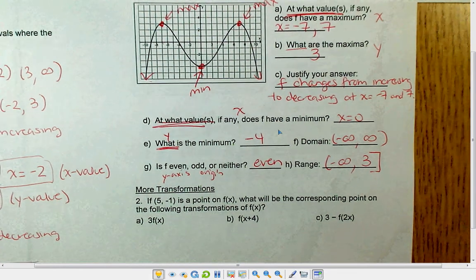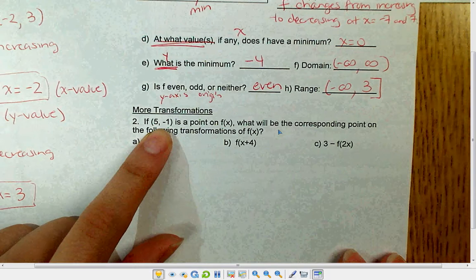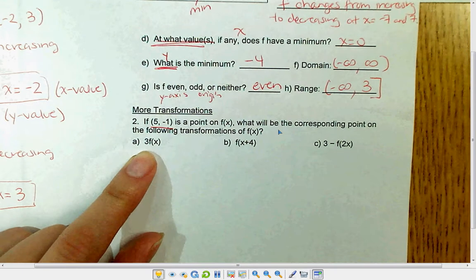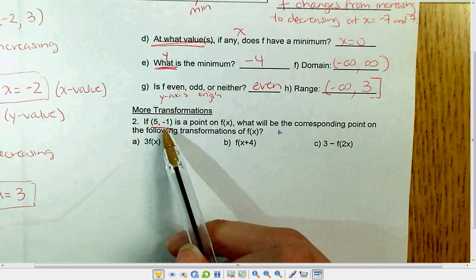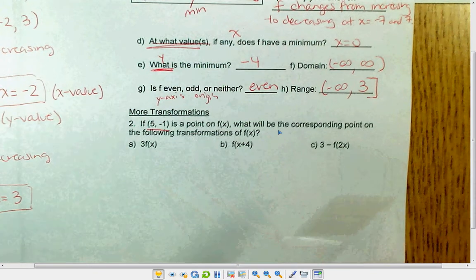Okay, finally, we're going to end off with some more transformations. So these are transformations, but this time instead of transforming a whole graph, we're just going to transform one point. So we're going to start off with the point (5, -1). And we're going to transform this one point using these 3 different transformations. So let's start off with A.